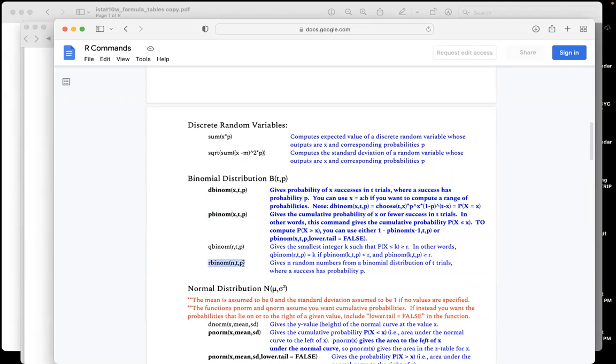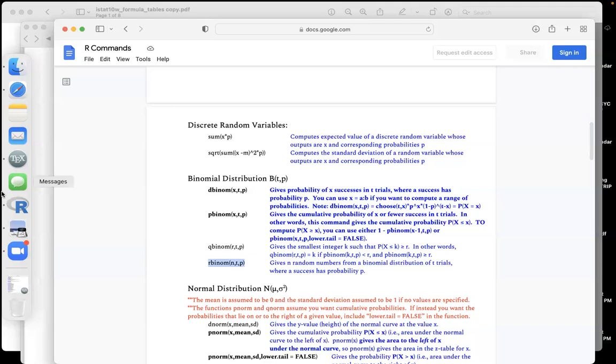R binomial, R is just a random number generator. So this is just going to say, if you wanted to come up with a certain number of random numbers from this distribution, it could do something like that. Anyways, we'll leave those alone for now.